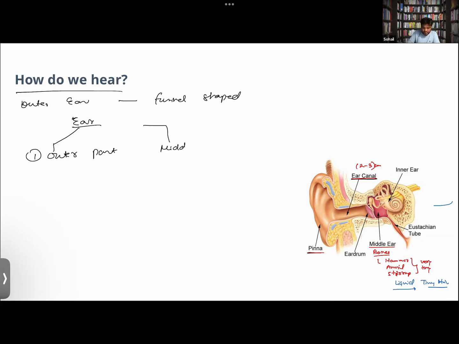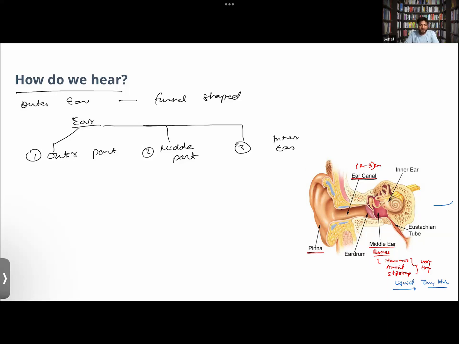Middle part. Getting it or not? Third one is the inner ear. Okay, so these are the three parts into which the human ear has been divided, basically.